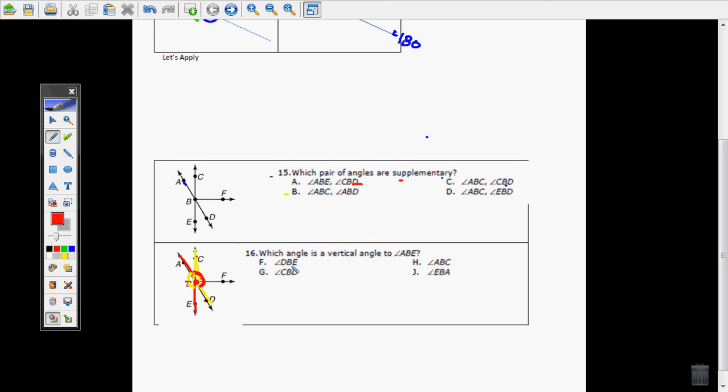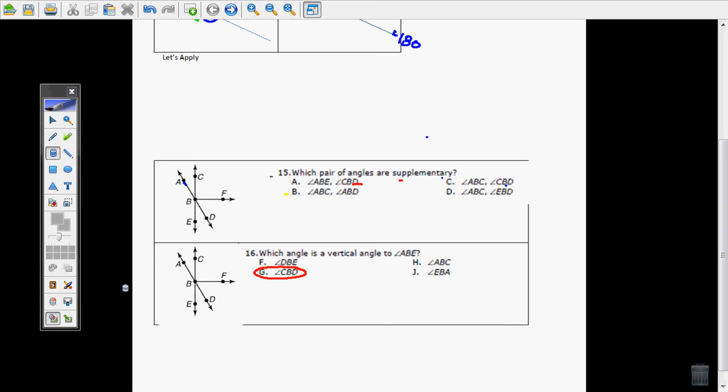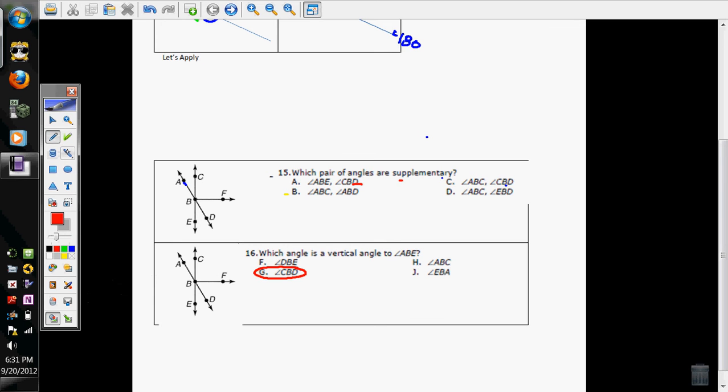Look at my answers. DBE, no, that's not the one I just highlighted. CBD is the right one because it's vertical. Now let's go ahead and rule out the other answer choices just because your teacher will love you if you do. So let's look at that.